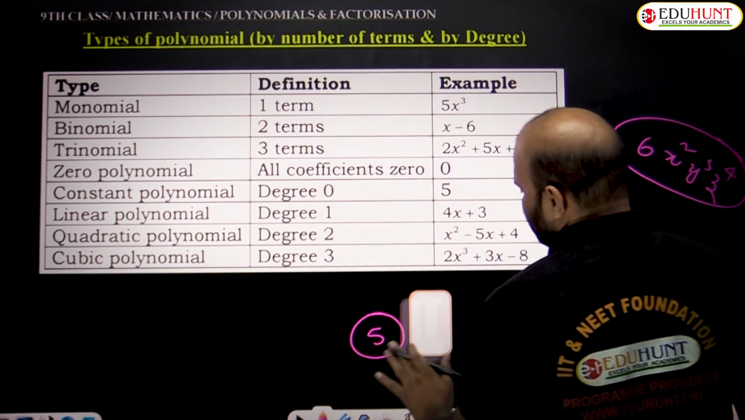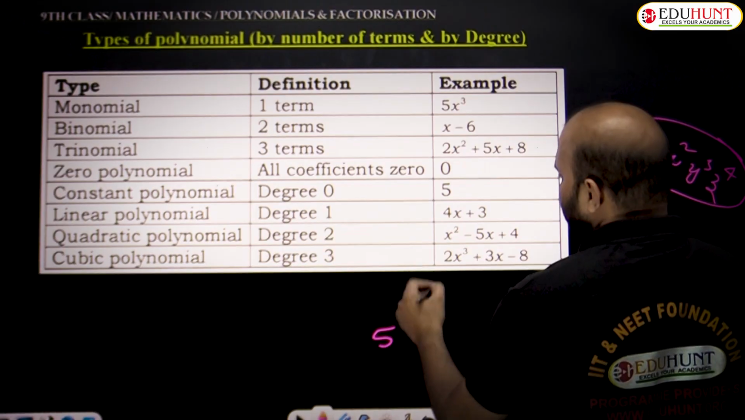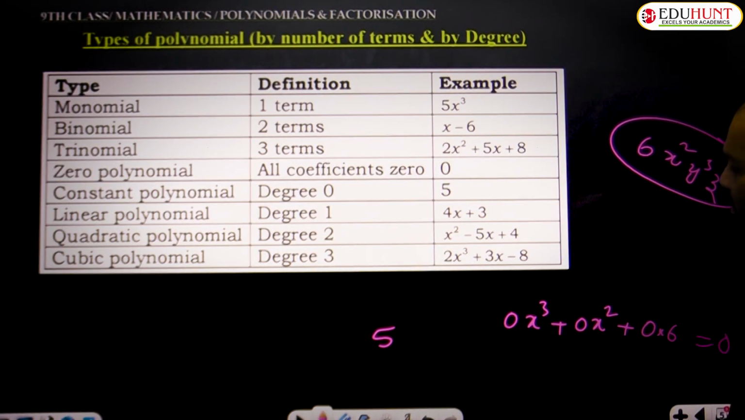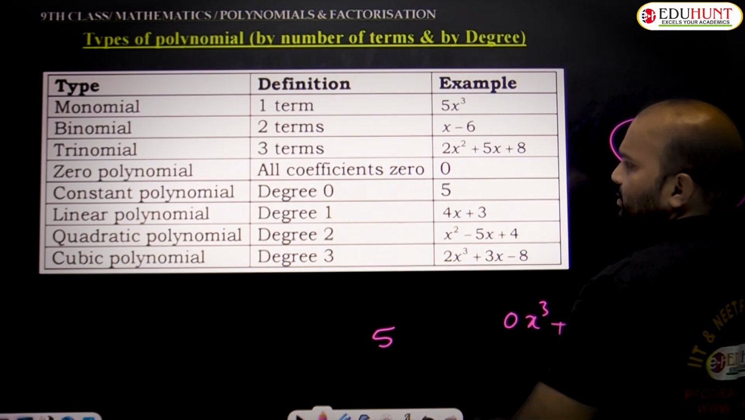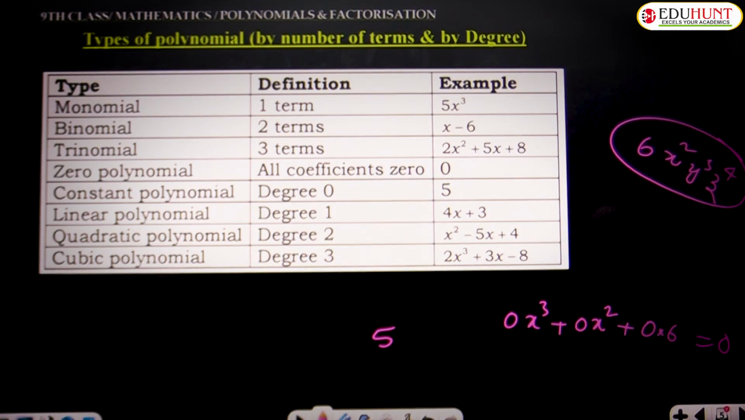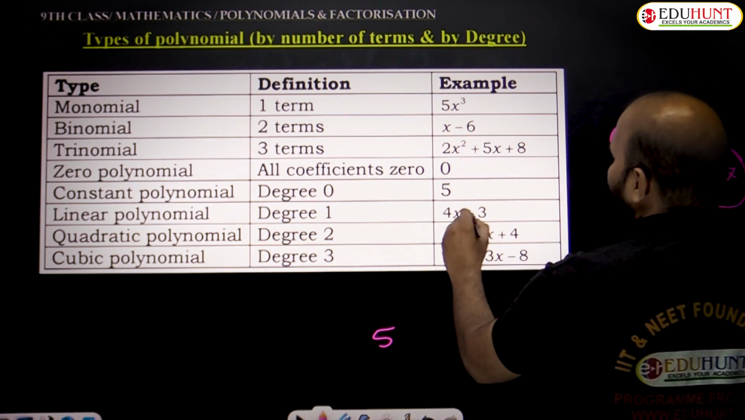So clearly we need to understand. If it is given 5, a 5 coefficient with x and y variables not multiplied together, the power is always 0, nothing but degree also 0. Next one, linear polynomial. Degree is 1. So 4x plus 3.